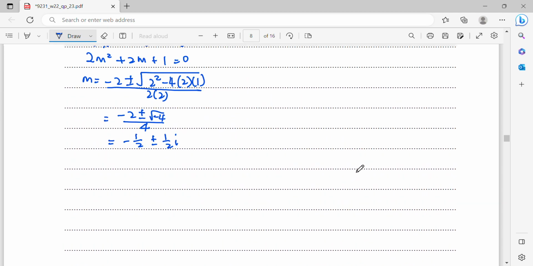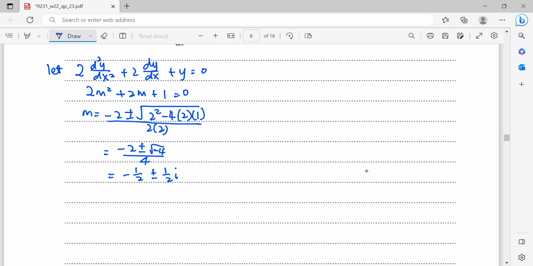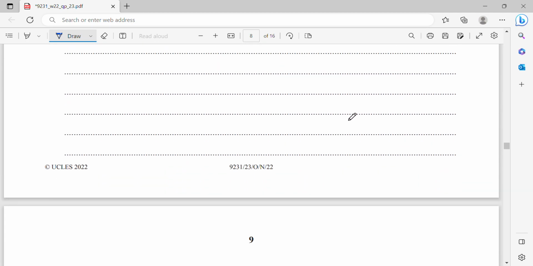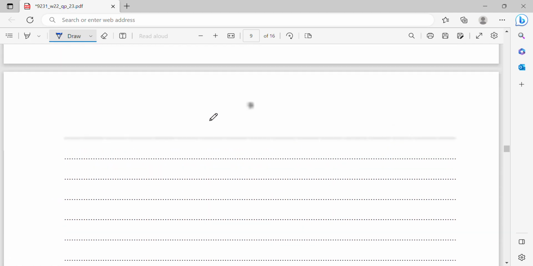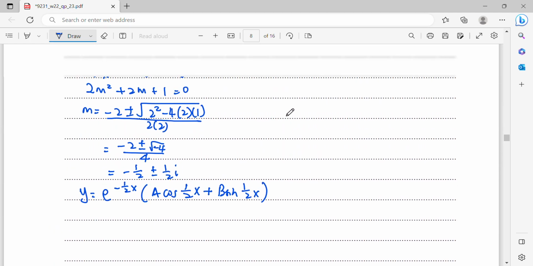So with this m, you can get the complementary function. I will write y equals e to the minus half x, bracket a cos half x plus b sine half x. Okay, so now let me check. A lot of space is given.